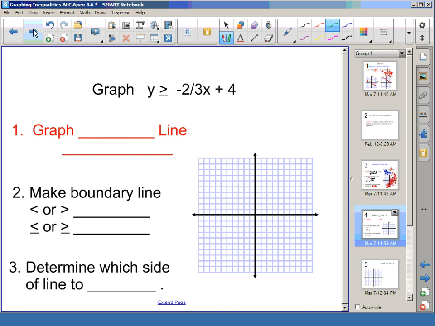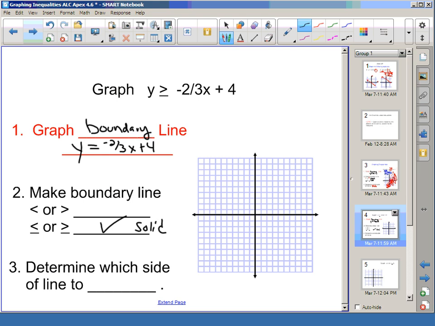So let's try this one. Y is greater than or equal to negative 2/3 x plus 4. Again, we want to graph the boundary line. So that's going to be y equals negative 2/3 x plus 4, and decide if it's solid or dotted. Now in this case, because it's or equal to, it's going to be solid.